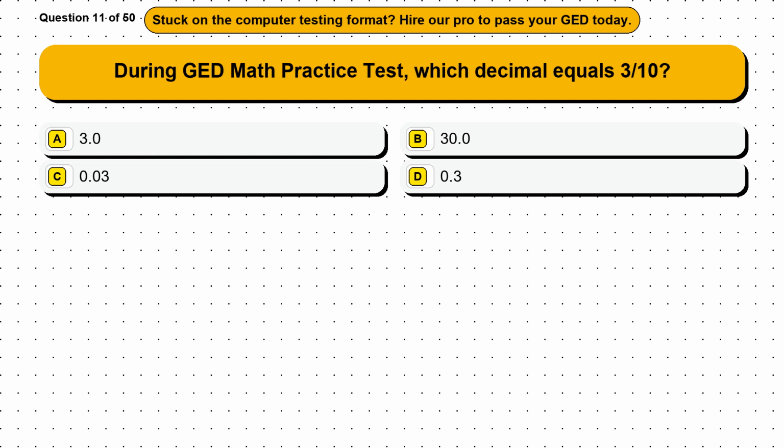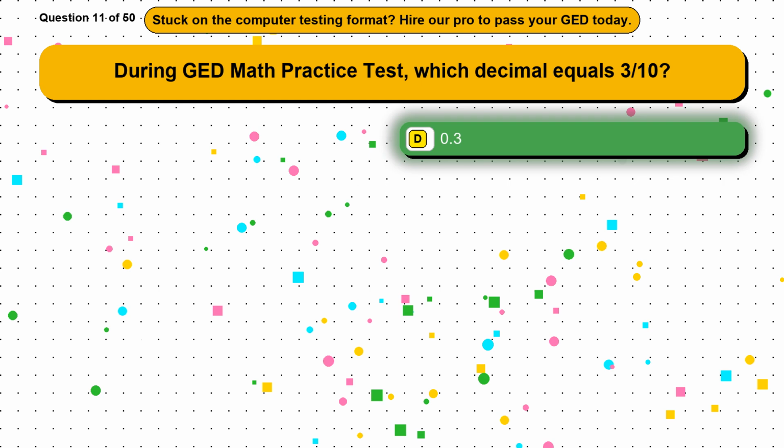Question 11. During GED Math Practice Test, which decimal equals 3/10? Option A, 3.0. Option B, 30.0. Option C, 0.03. Option D, 0.3. The correct answer is option D.